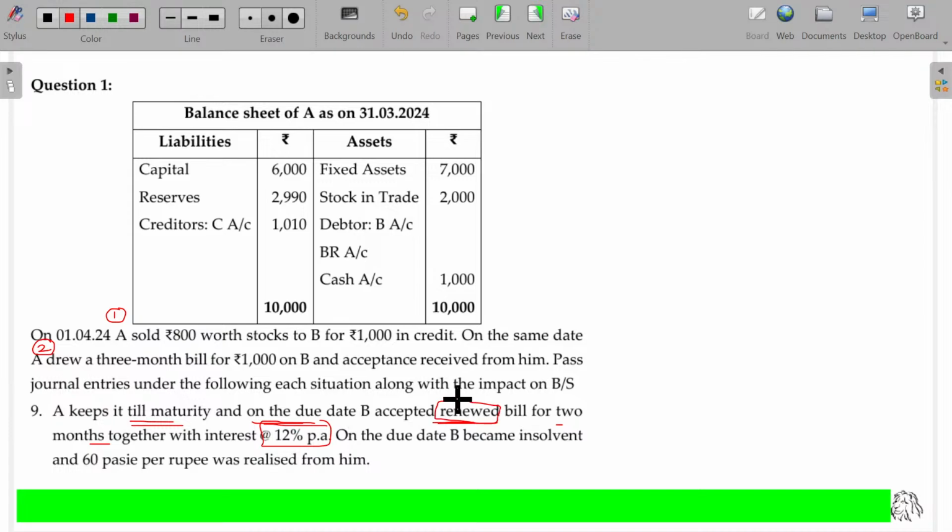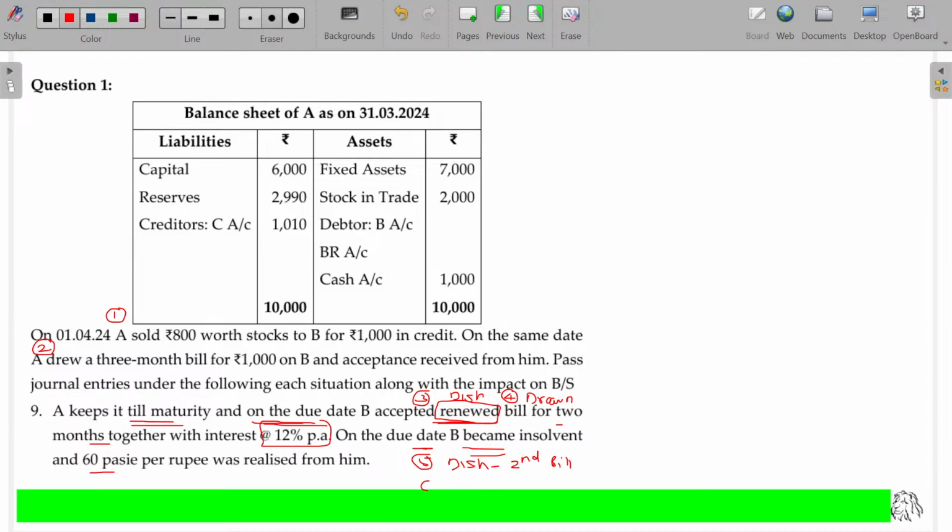Renewal happens. During the renewal you have to pass 2 entries. One is all about what? The dishonoring entry. Another one is all about the new draft, the new bill drawn. On the due date, B became insolvent and only 60 paise per rupee was realized from him. So as he became insolvent, we cannot realize any amount for the second bill also. So the second bill is also dishonored.